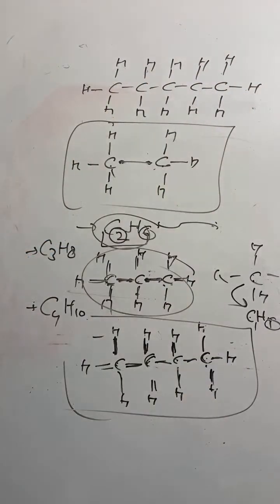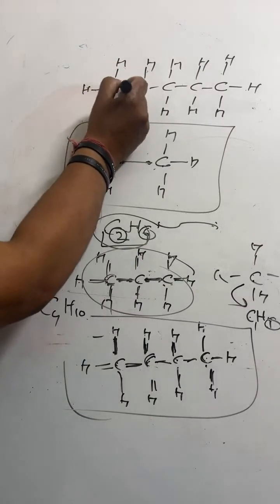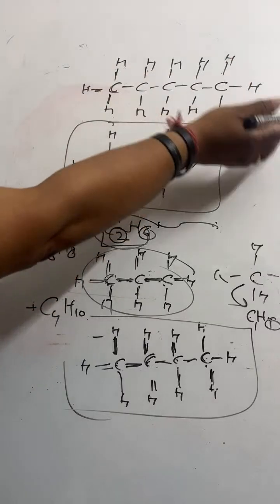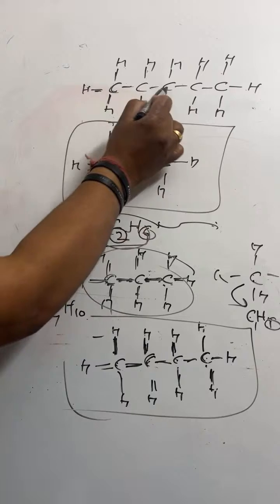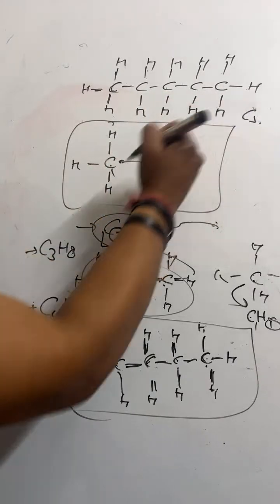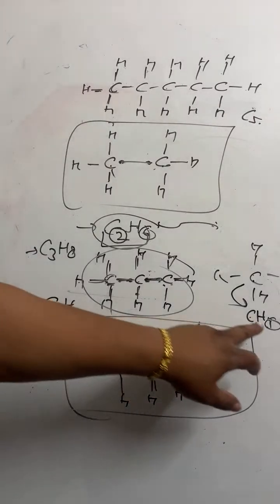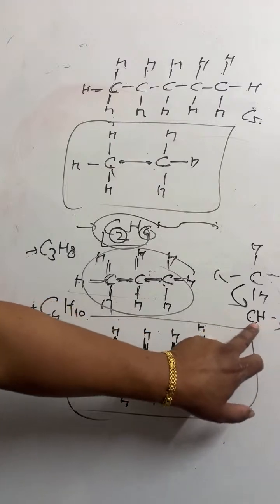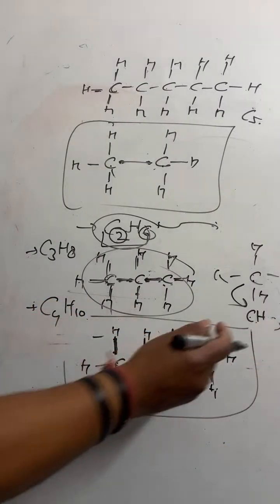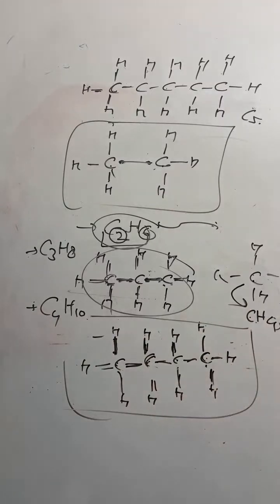Now see, all carbons are happy or not? And all hydrogens are happy or not? Check. I hope all are happy, because here carbon is making 4 bonds, all carbons and all hydrogen. So 5 carbon. Keep it in mind: when you have 1 carbon, you have 4 hydrogen; 2, then 6. So can you make some logic?